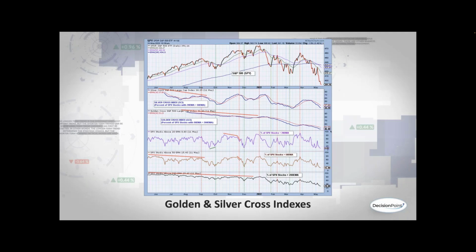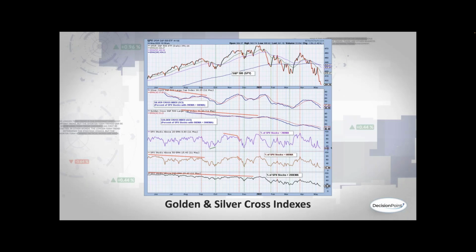In this case, only 46.4% have golden crosses. Both of these readings are below our bullish 50% threshold, so you know that the market condition is bearish at this point.